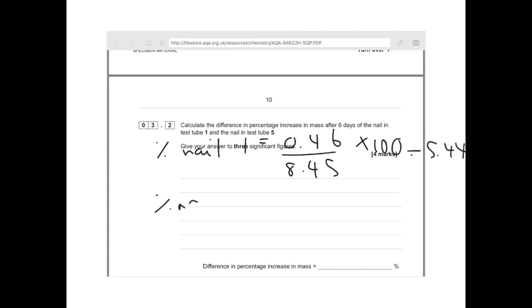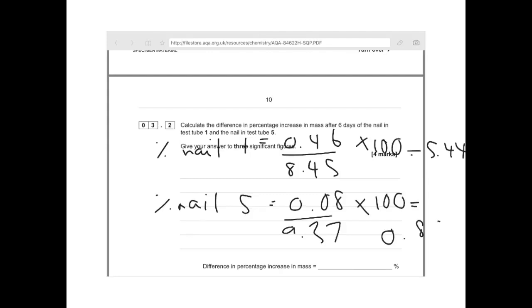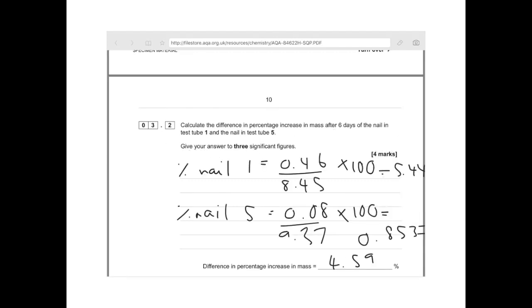Percentage increase in nail 5, again work out the difference between the 2 numbers, 0.08 over the original mass times by 100, which gives you 0.8537, and then work out the difference between those two numbers and make sure you put it to 3 significant figures, so final answer is 4.59.